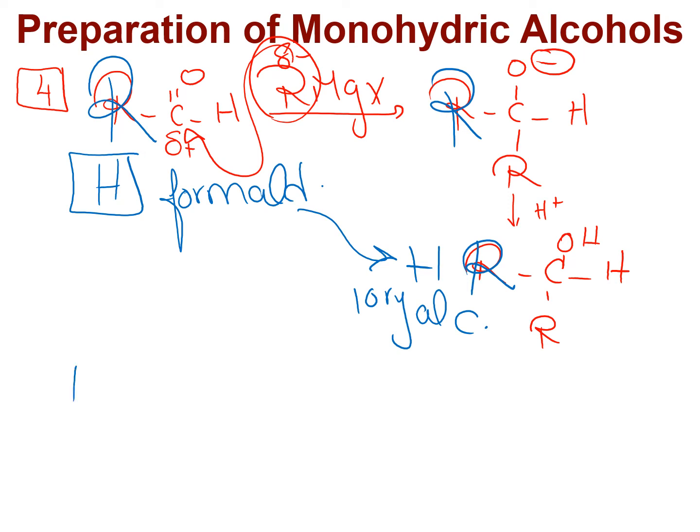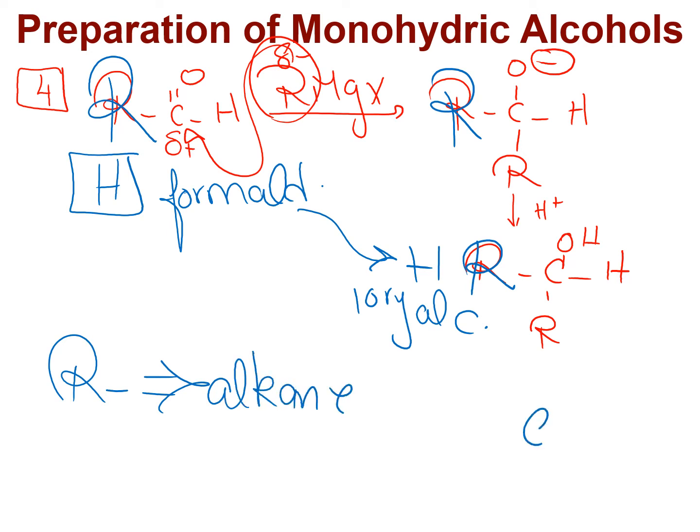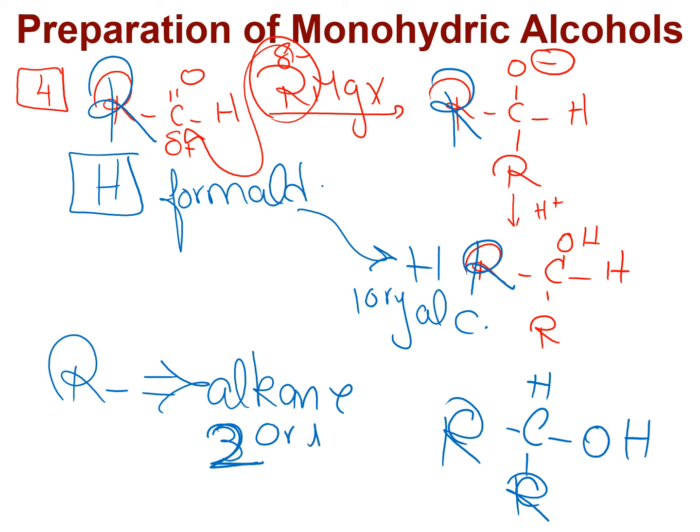If the R was a regular alkyl group, then you will have a carbon attached to two R's, two carbons, and then attached to an OH. So this is a secondary alcohol. So aldehydes can give primary or secondary alcohol when reacted with Grignard, depending on the substituent attached to the carbonyl. If it is a hydrogen, you will end up with the primary alcohol, and if it's attached to an alkyl chain, then you will end up with the secondary alcohol.